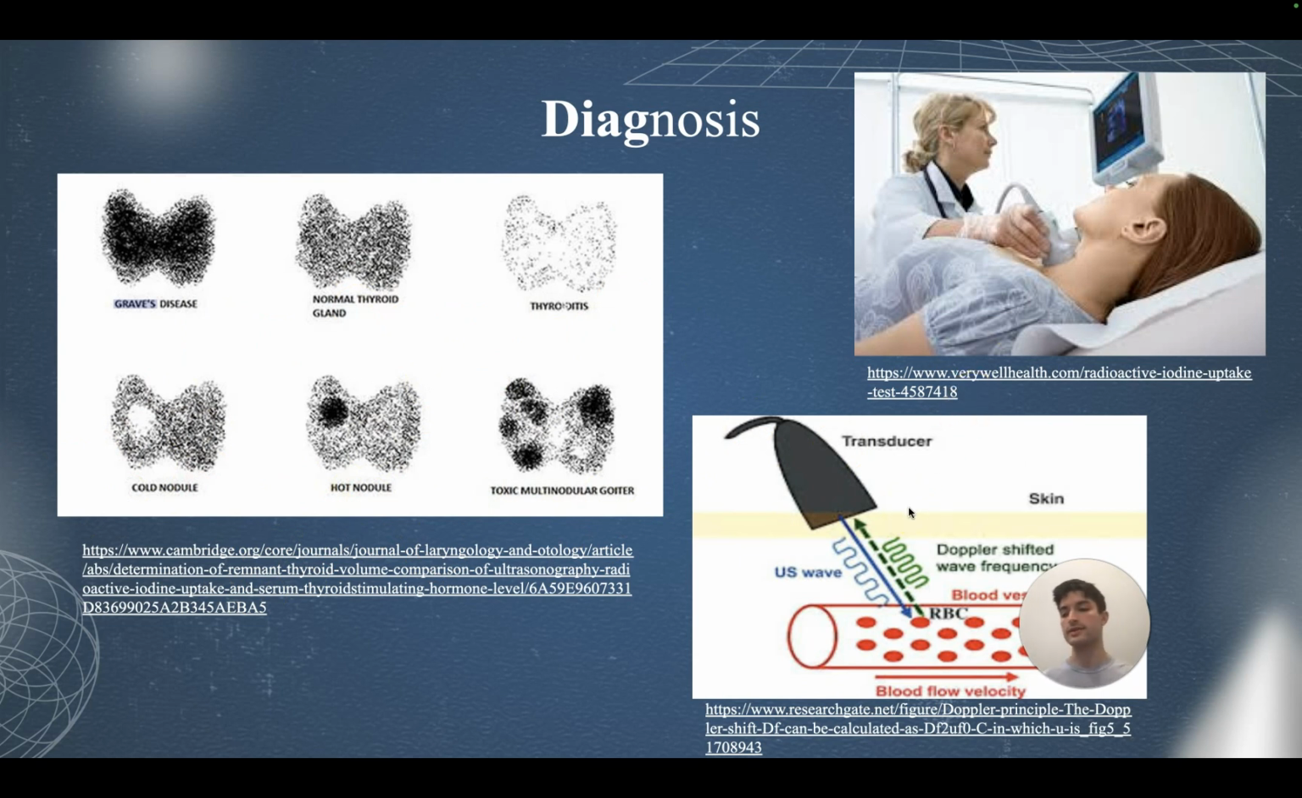You also have the Doppler blood flow measurement test, and that's what's happening in this image, and the graphic down here shows how it works. It's also known as the Doppler ultrasound, and it uses sound waves to detect increased blood flow in the thyroid gland due to Graves' disease. A physician may order this test if the radioactive iodine uptake test is not appropriate for the patient, whether they might be breastfeeding or pregnant.